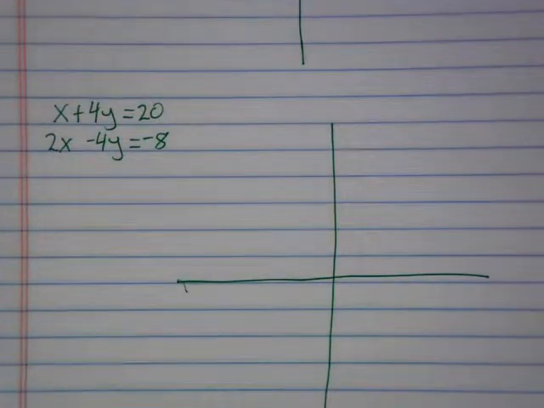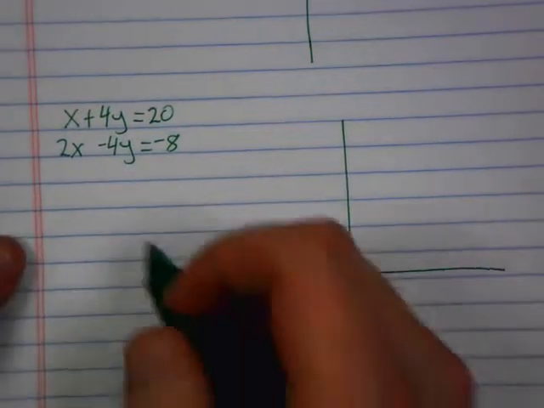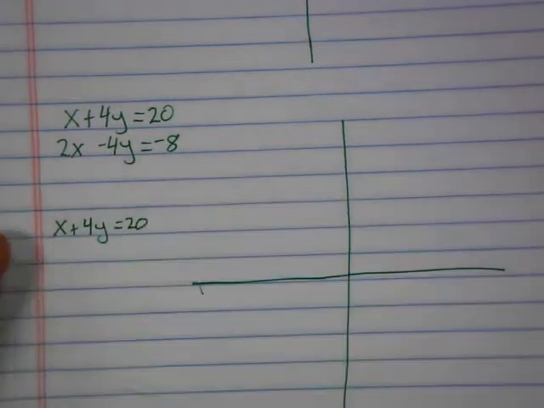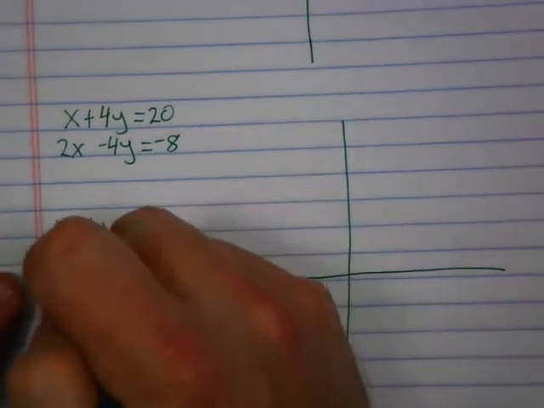What would you do to graph the first line? x plus 4y equals 20. You want to get y all by itself? Okay, so I have to do some work then, don't I? x plus 4y equals 20. What would you do to get the y all by itself? Subtract x.